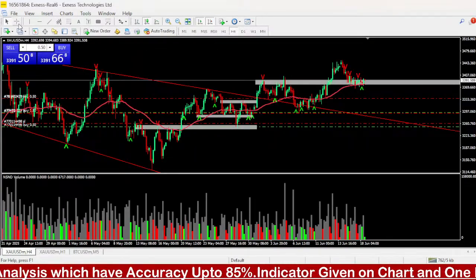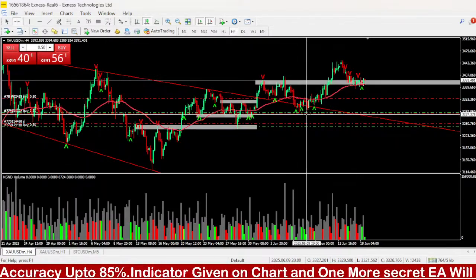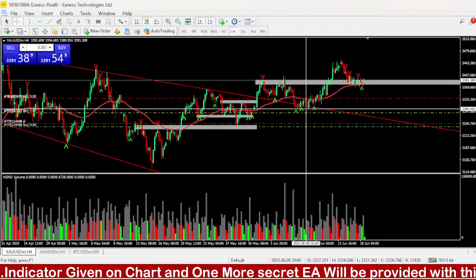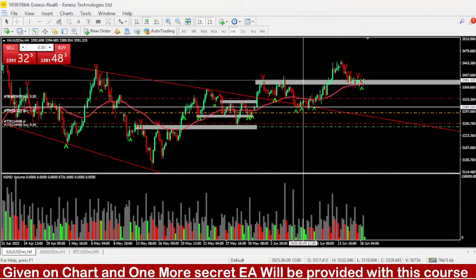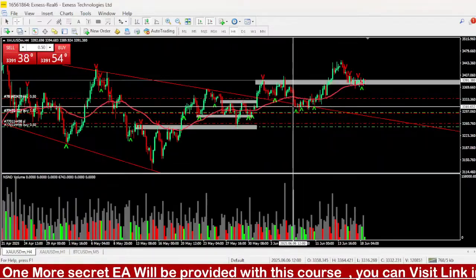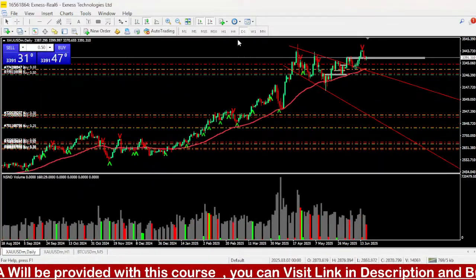And if we talk about entry conditions at this level, then bullish engulfing was formed when market retested this level, and this level was marked previously in our previous stream.